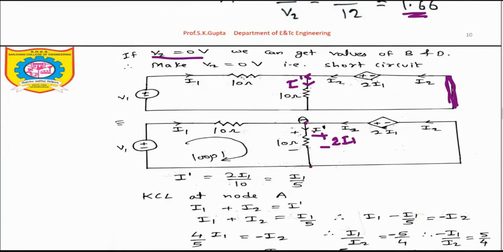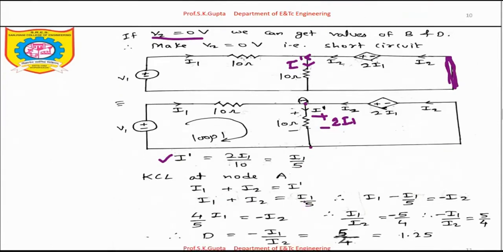And what will be current I dash? I dash current will be voltage upon resistance. Voltage is 2I1, resistance is 10. So we got I dash equal to I1 upon 5. So put in this equation I dash value I1 upon 5. So I1 plus I2 equal to I1 upon 5. So this I1 upon 5 will come here. This I2 will go there. So I1 minus I1 upon 5 equal to minus I2. So cross multiply. So 5I1 minus I1, that means 4I1 upon 5 equal to minus I2. Therefore I1 upon I2 equal to minus 5 by 4.